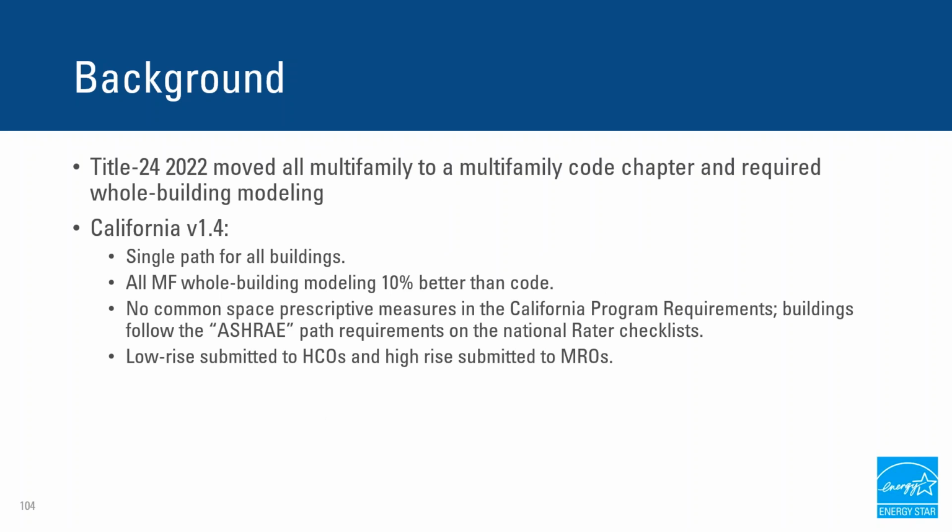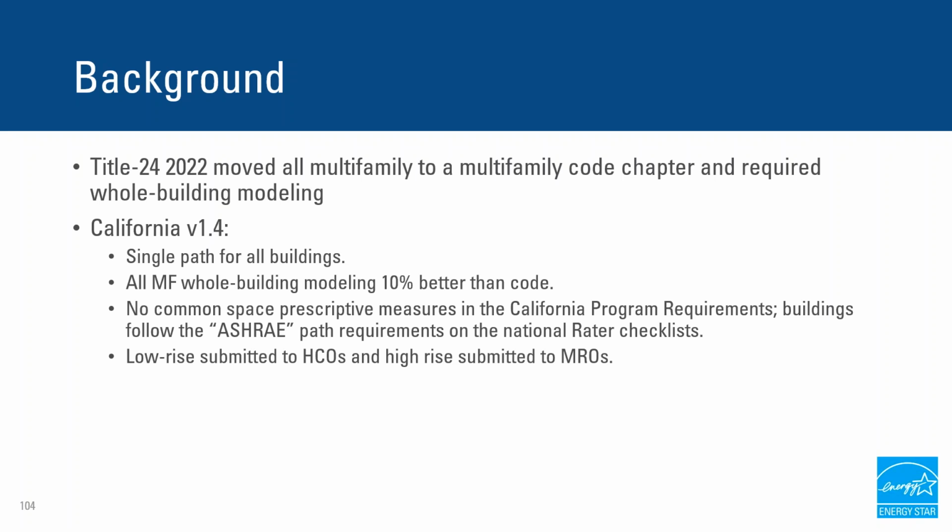In 2024-2022, it moved all multifamily to a multifamily code chapter and required the whole building modeling. And so for version 1.4, we were able to create a single path for all buildings where it would be whole building modeling 10% better than code. We wouldn't need the common space prescriptive measures in the California program requirements, and buildings could all follow the same ASHRAE path requirements in the National Rater Checklist.